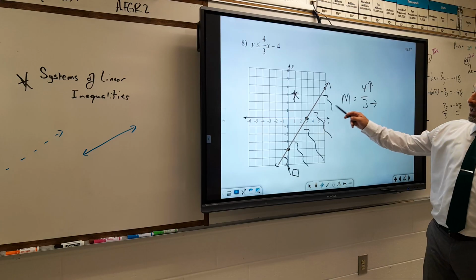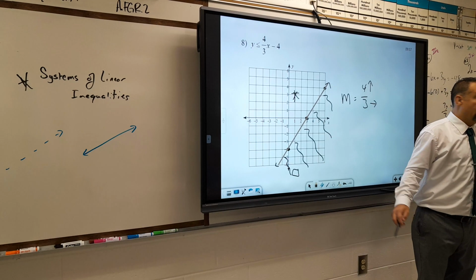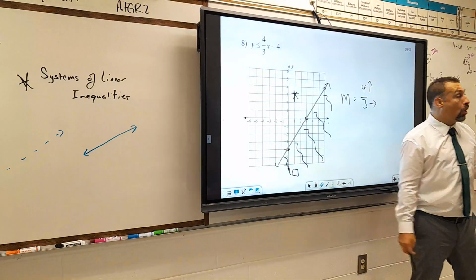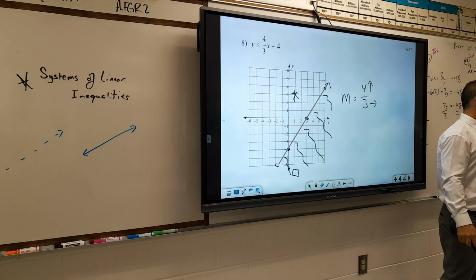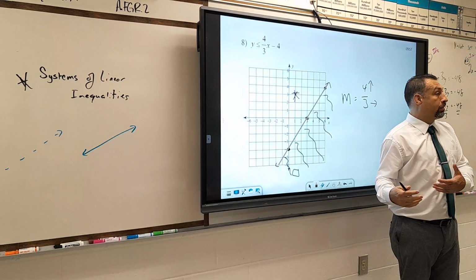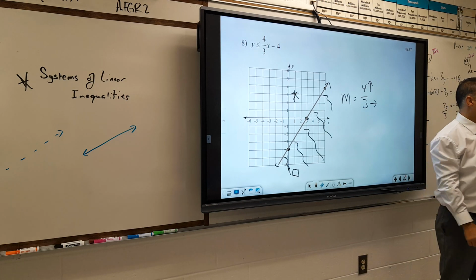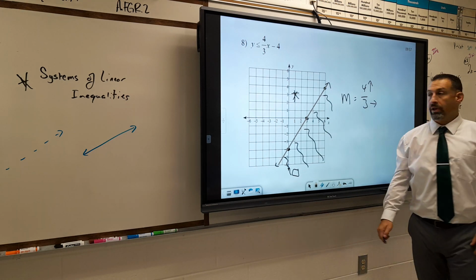Here, for example, we have lots of answers, and because the line is solid, points on the line are also answers. So when the line's solid, the line is part of the shaded region, but there's so many more solutions out there. There's an infinite pool there.